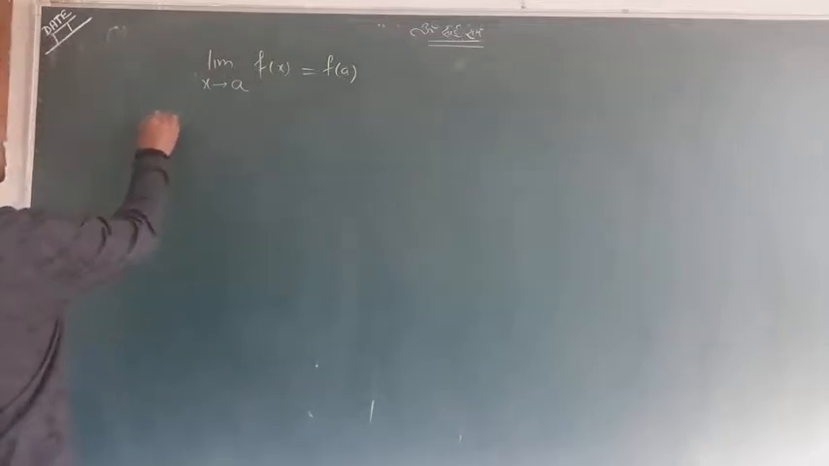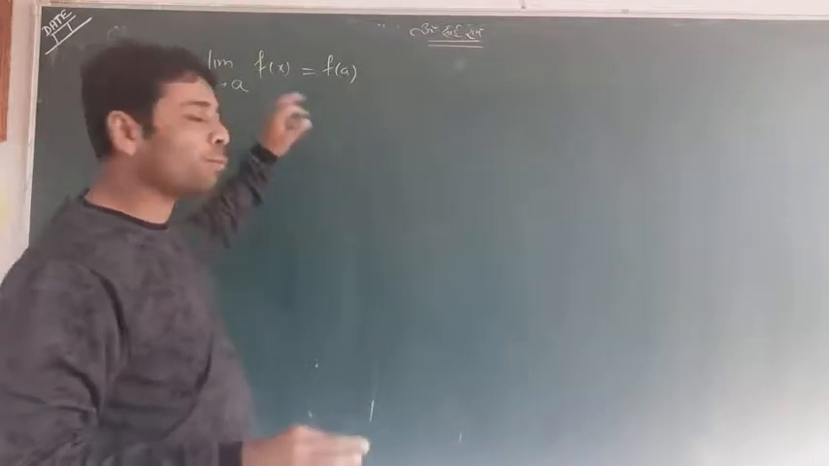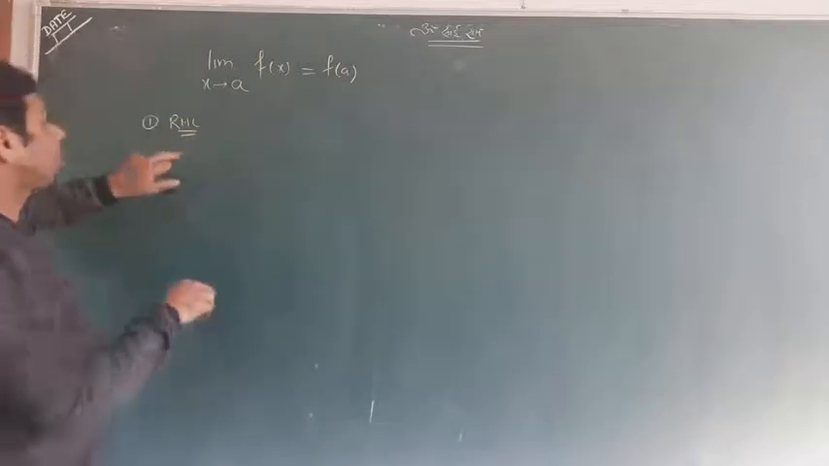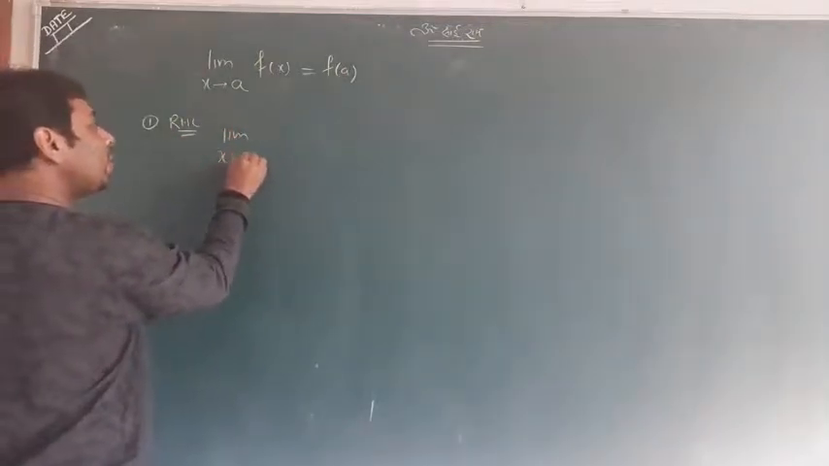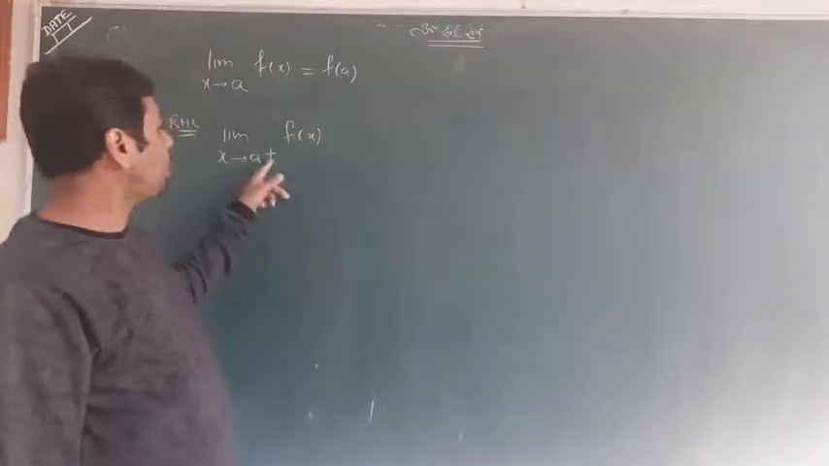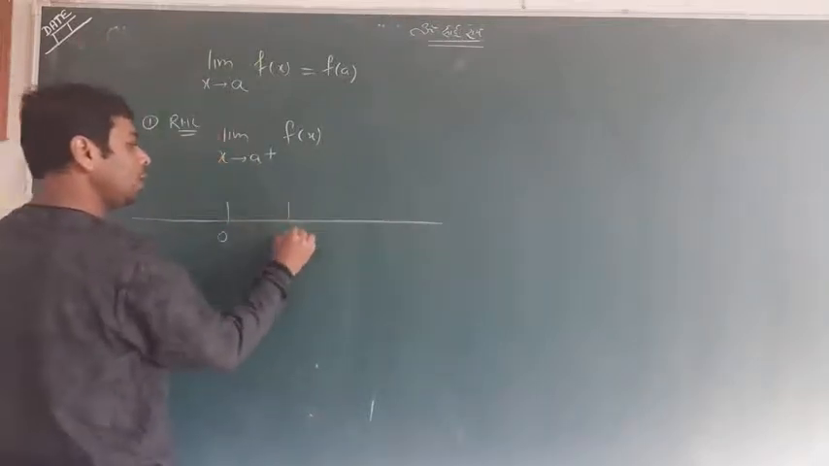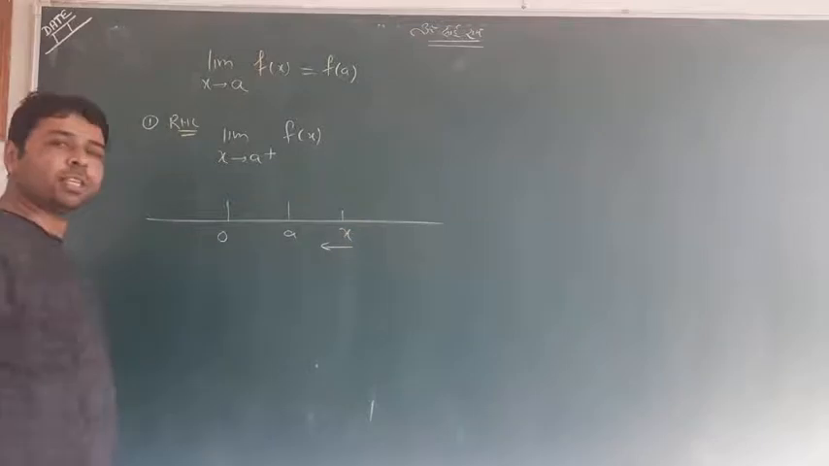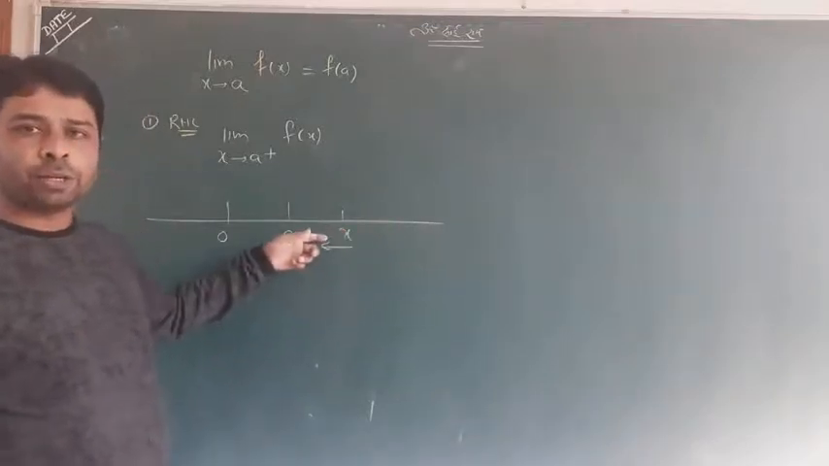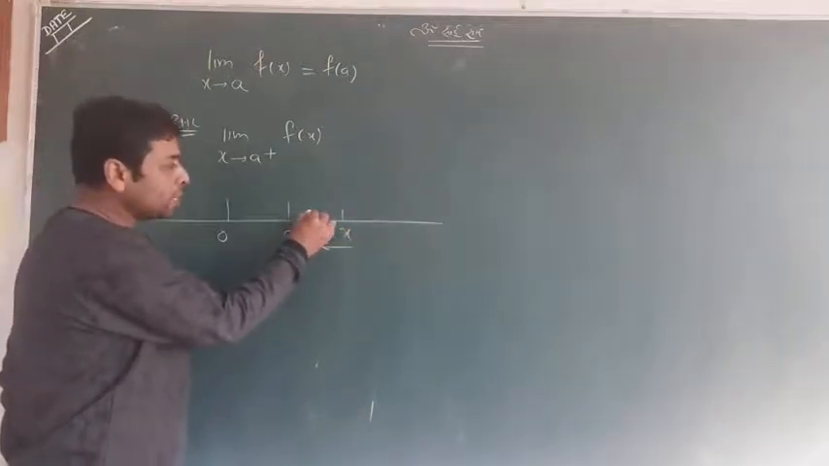First I take a right hand limit. You know it: when x is reaching a from both directions, right and left, the answer will be f of a. So first we take the right hand limit, meaning x tends to a plus. This means that x is reaching a from the right direction. Suppose it is here: this is a and this is x, and x is approaching a from the right direction. It means that x is reaching a slowly and slowly. Suppose this gap is h.